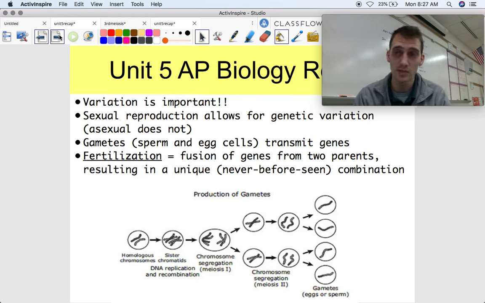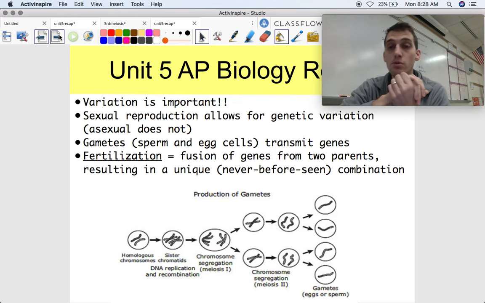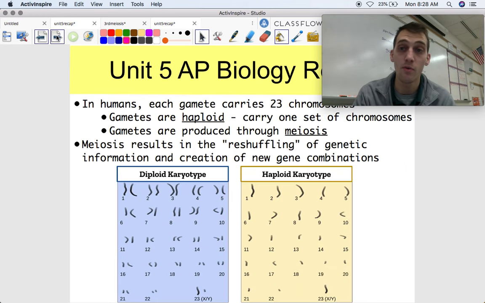So sexual reproduction results in a shuffling of the genetic deck throughout every generation. And how does that happen? Well, it happens through gametes, or through sperm and egg cells, which are the cells that are responsible for transmitting genes to offspring. And fertilization is a fusion of genes between two parents, resulting in a unique, never before seen combination. So a sperm cell has a unique combination of genes, an egg cell has a unique combination of genes, and when they fuse to form a zygote, that zygote has a set of chromosomes never before seen, a set of genes never before seen, and therefore it is unique in the universe, really.